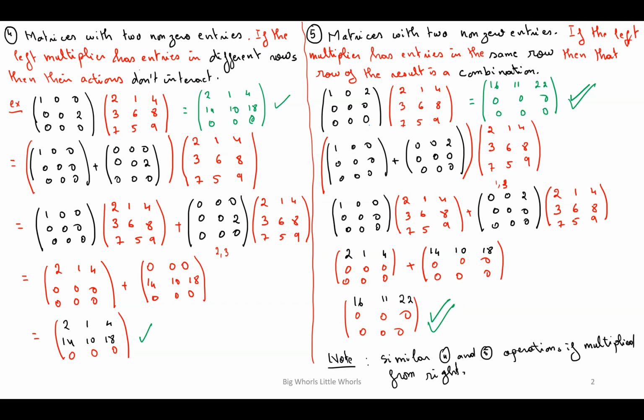here we say that if we have more than one entry, okay? If we have two entries, two non-zero entries in the elementary matrix, and they are in the same row, then the actions do interact. This is also important because in the tutorial we are going to do Gauss elimination using these elementary matrices, okay.